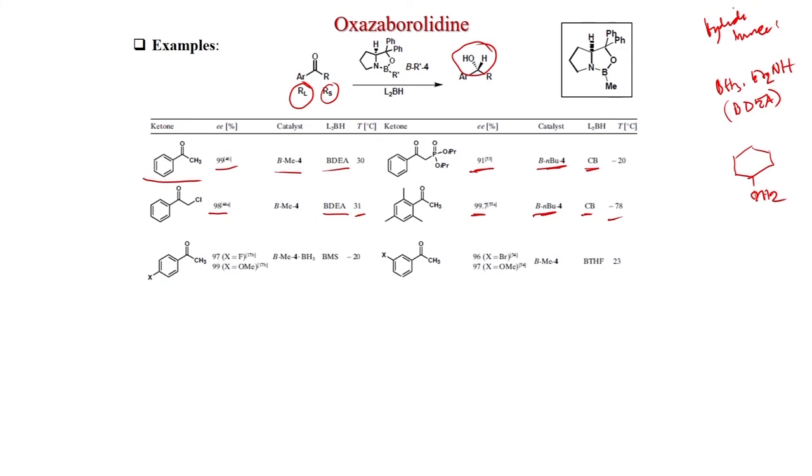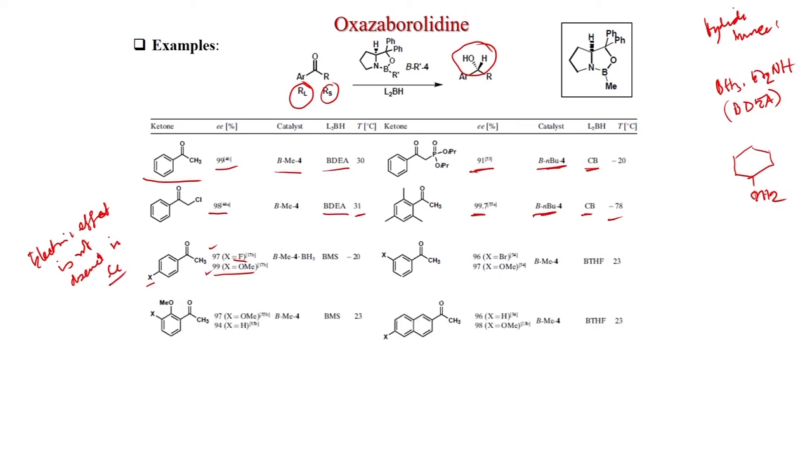Also, defined electron withdrawing and electron rich, X is equal to fluoro, you get 97%, X is equal to methoxy, you get 99. So, electronic effect is not observed in E. So, this is very important. And here also bromomethoxy you get 96-97% E with BTHF, that is the hydride source. Here X is equal to OMe, dimethoxy compound also high E, and 1-methoxy acetophenone also give very high E.